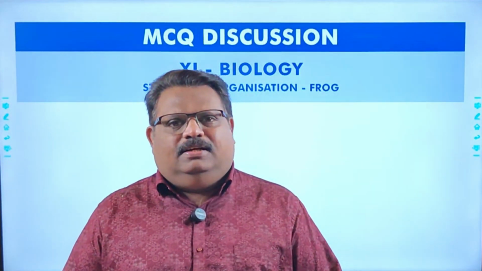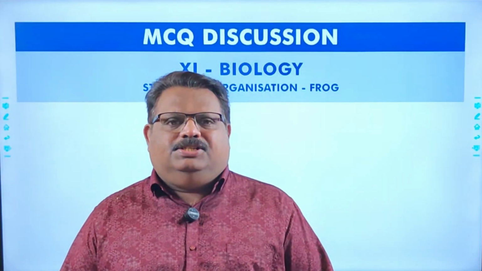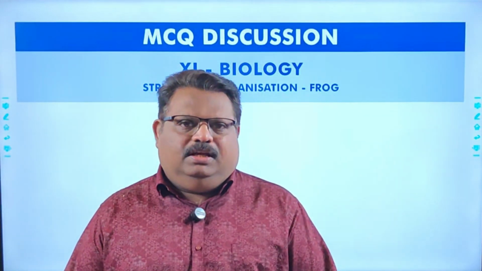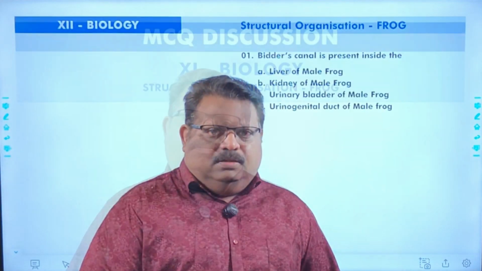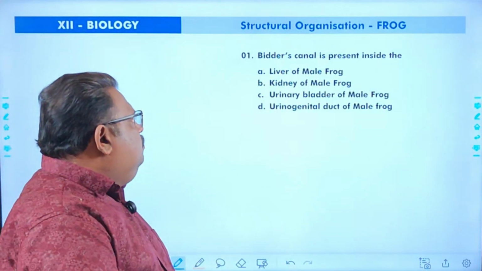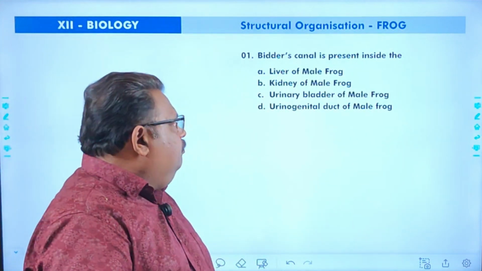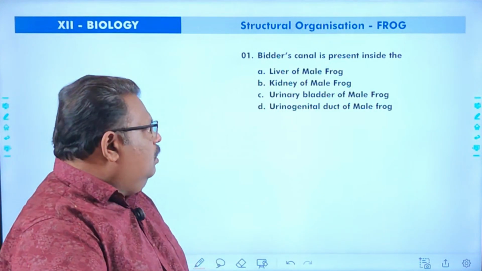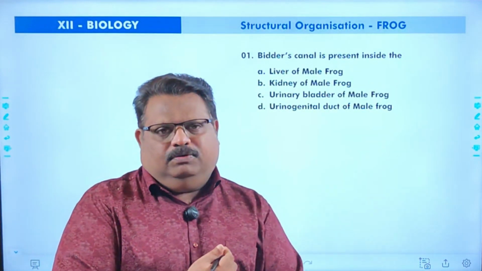So in this session, we are going to discuss the chapter Structural Organization in Animals, where we have to study something regarding frog. The first question: Bidder's canal is present inside the liver of male frog, kidney of male frog, urinary bladder of male frog, or urinogenital duct of male frog.